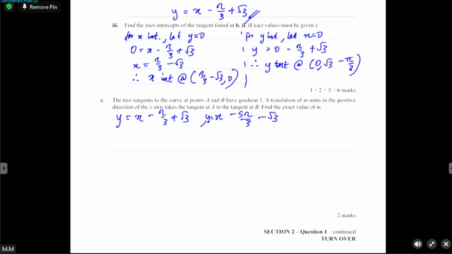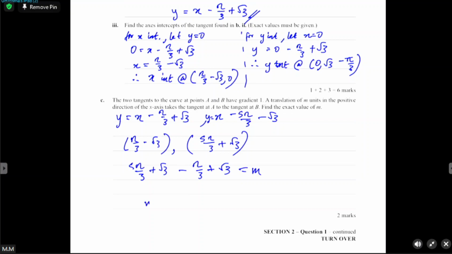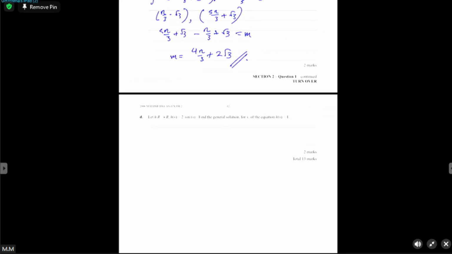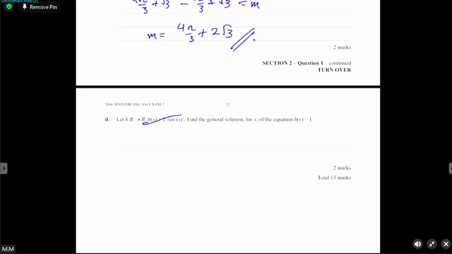So pi on 3 minus root 3, and the other one is 5 pi on 3 plus root 3. And basically you just subtract the difference between those two. So 5 pi on 3 plus root 3 minus pi on 3 minus root 3, no, plus root 3 is equal to m. So then you get m is equal to 4 pi on 3 plus 2 root 3. This is mod, you can just put in the CAS, it's not hard.